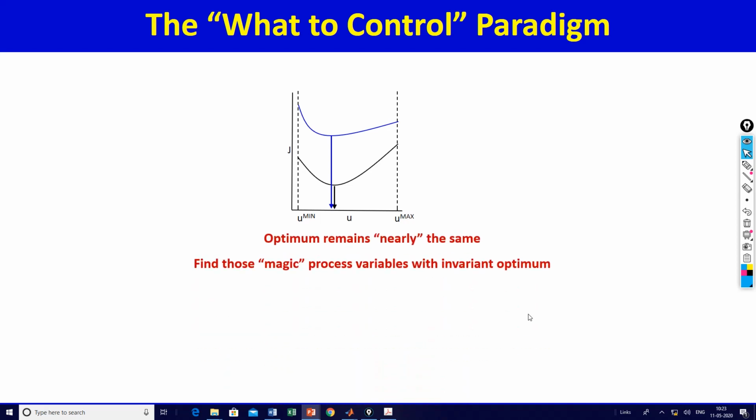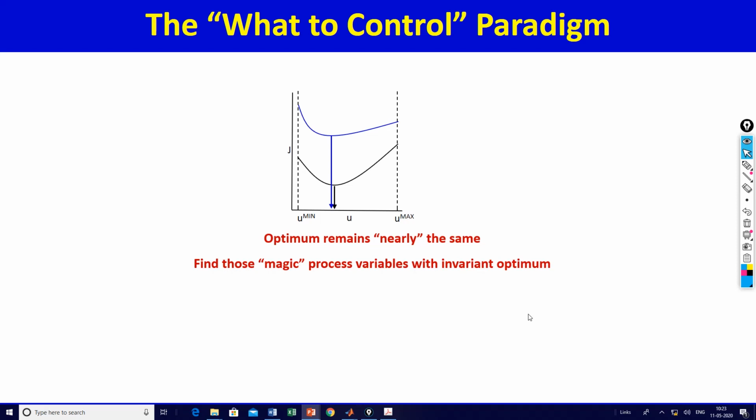So the key idea is the optimum remains invariant or nearly the same regardless of changes in operating conditions or disturbances. So what we want to do is find those magic process variables where the optimum remains invariant or is nearly invariant. And what this does is this allows you to operate the process at a constant set point for that magic variable, and if you keep that magic variable at that constant set point, near optimality is assured.